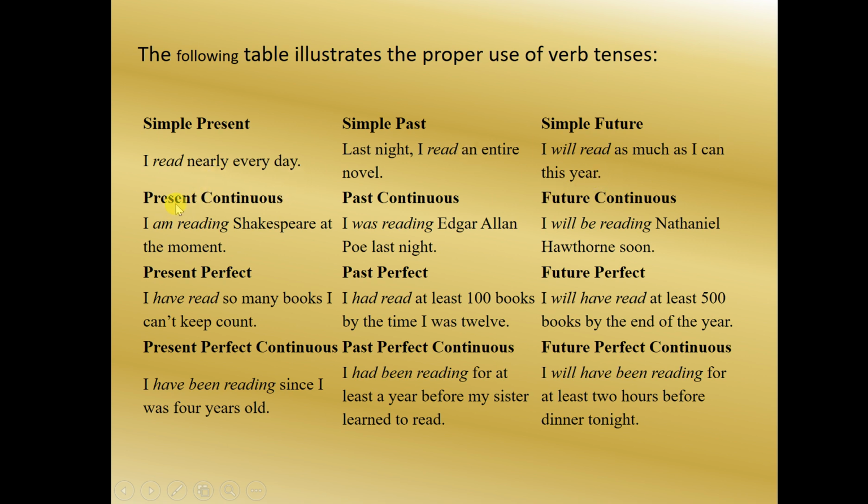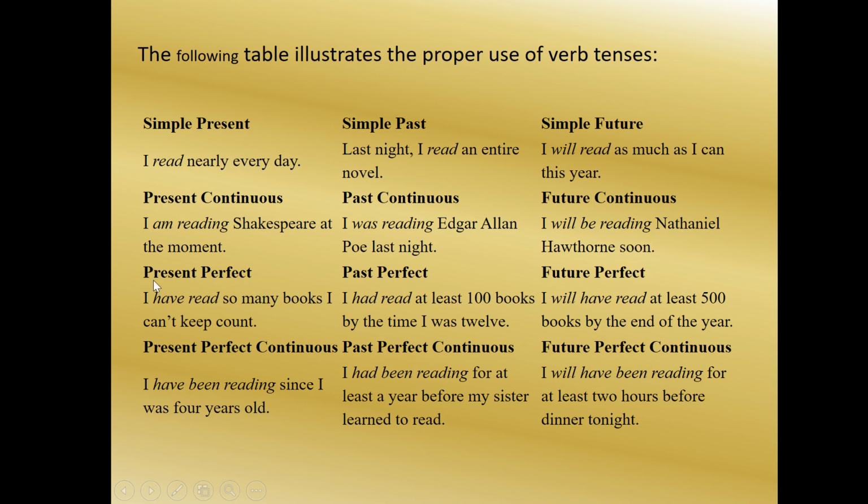How are we going to write the present continuous? I am reading Shakespeare at the moment. In past continuous, I was reading Edgar Allan Poe last night. Future continuous, I'll be reading Nathaniel Hawthorne soon.